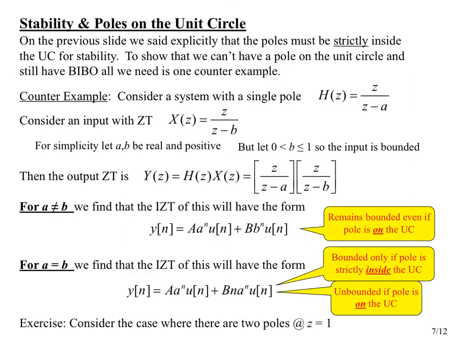So what happens if we have a pole on the unit circle? Let's take a look and see what happens. This is actually a scenario that's known as marginally stable. And we'll see that for some bounded inputs, the output will be bounded, but there are some special bounded inputs that will cause such a system's output to grow without bound.